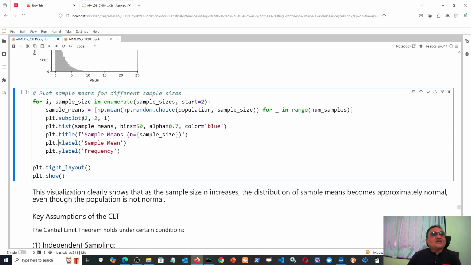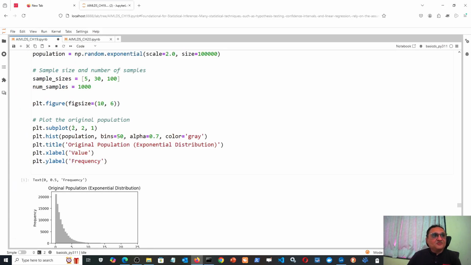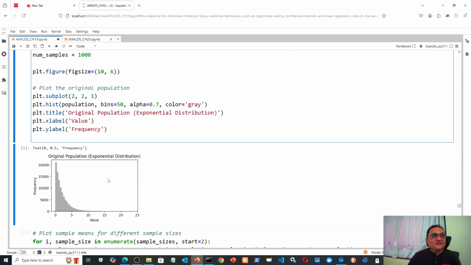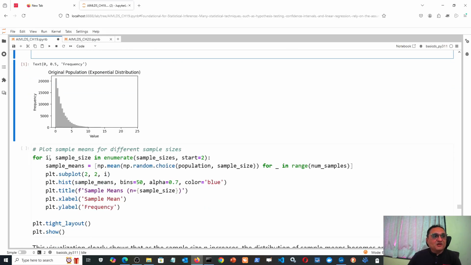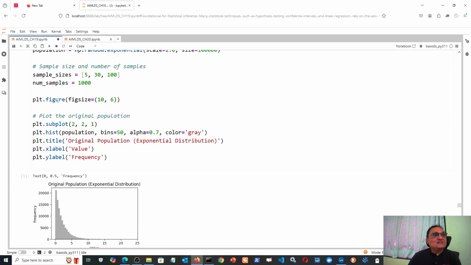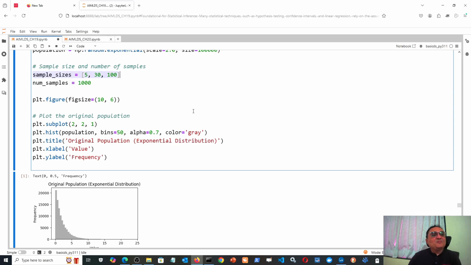Now let us take samples of sizes 5, 30 and 100 from this population. So for i and sample size in enumerate, sample sizes is this list, right? So it will traverse through this list.